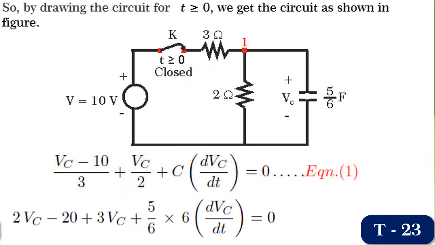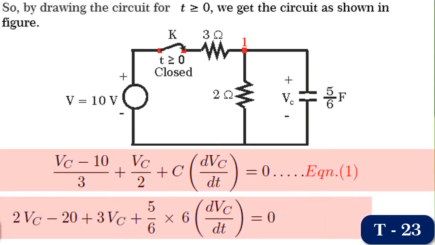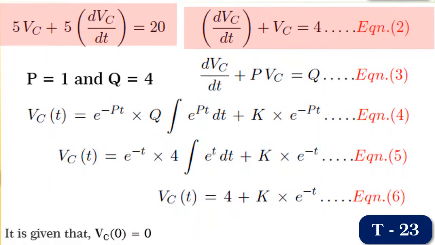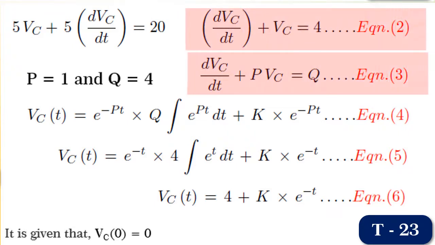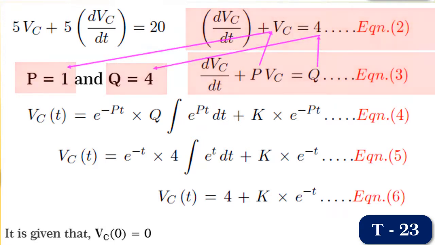Let it be equation 1. By taking LCM 6 and solving and bringing the equation in the standard form of first order ODE, we get dVc by dt plus Vc is equal to 4. Let it be equation 2. By comparing this equation with the standard form of ODE, equation 3, we get P is equal to 1 and Q is equal to 4.